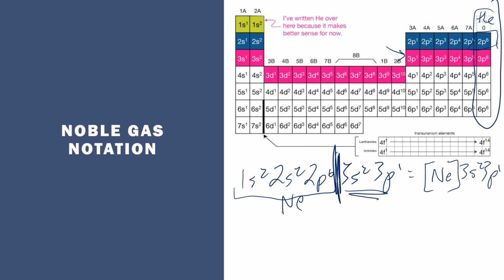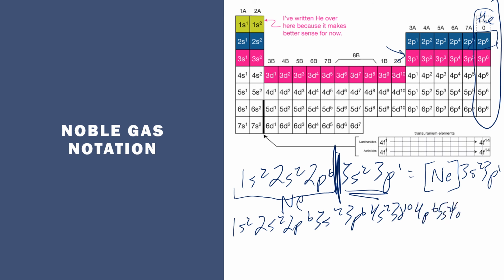But it gets really useful when you get the really, really big ones. So let's do something like iodine. Iodine has 53 electrons. So if I'm going to do that, it's 1s2, 2s2, 2p6, 3s2, 3p6, 4s2, 3d10, 4p6, 5s2, 4d10, 5p5. Okay, so those are 53. So iodine's right here, 5p5.